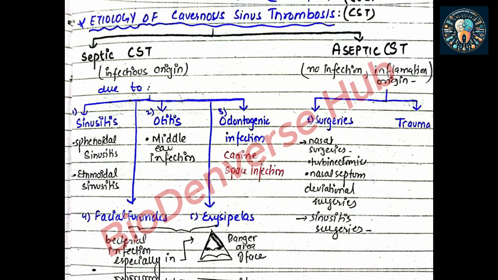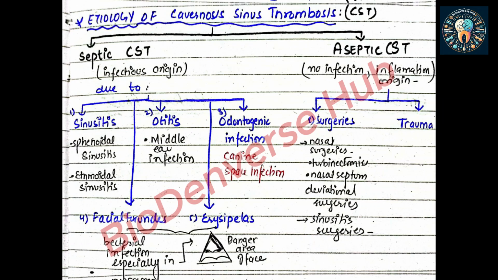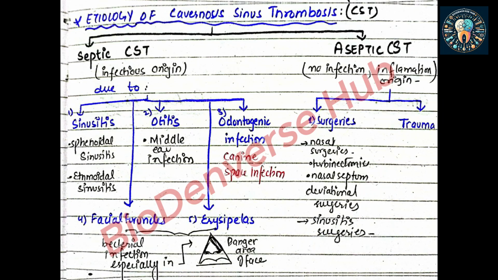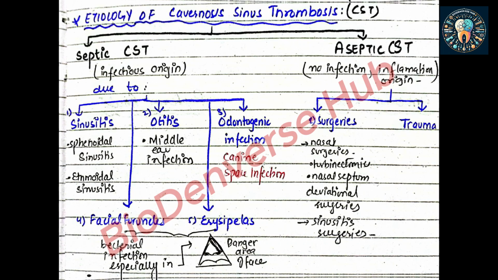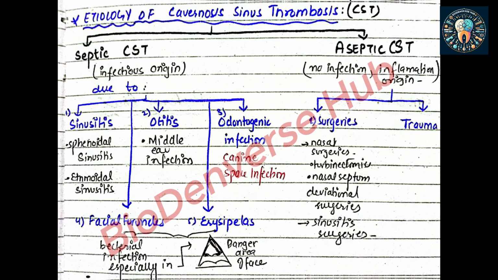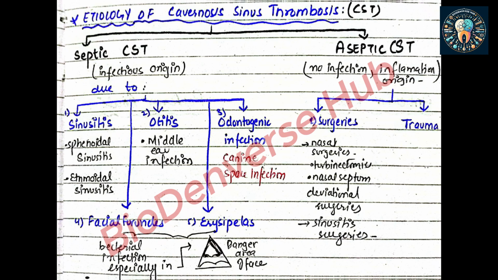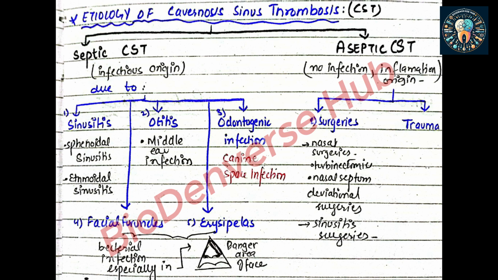For septic cavernous sinus thrombosis, it could be due to the following conditions. The first is sinusitis, basically sphenoidal sinusitis or ethmoidal sinusitis. Again, you need to know about the anatomy: the ethmoidal and sphenoidal sinuses are present in proximity of the cavernous sinus. So any infection of these sinuses would directly lead to septic cavernous sinus thrombosis.